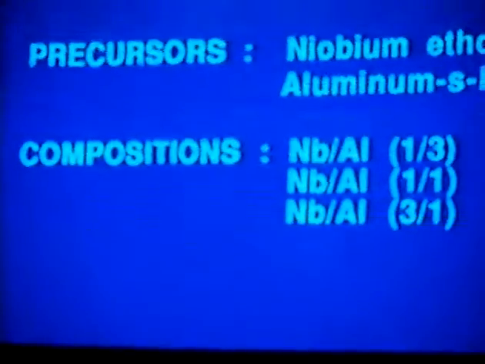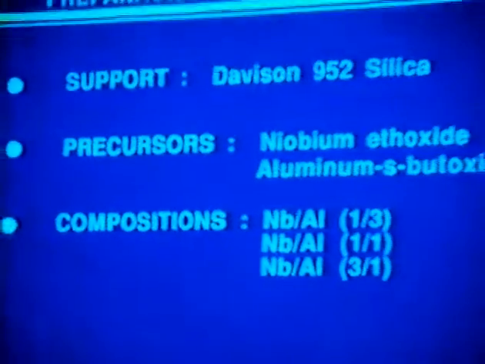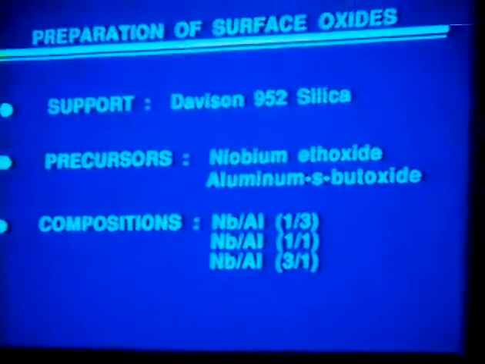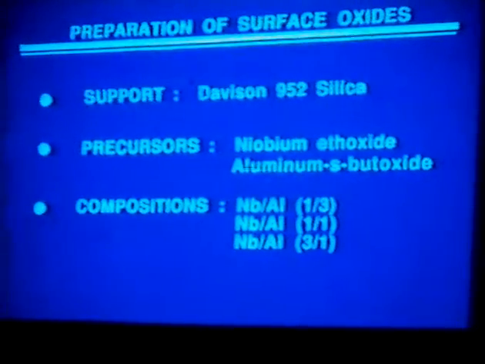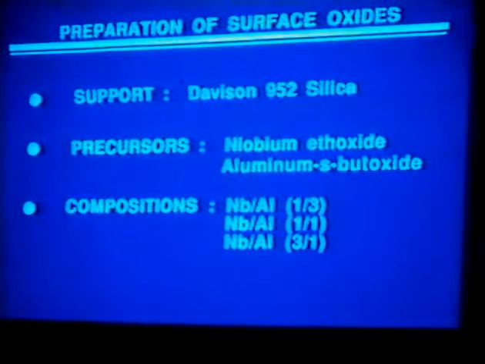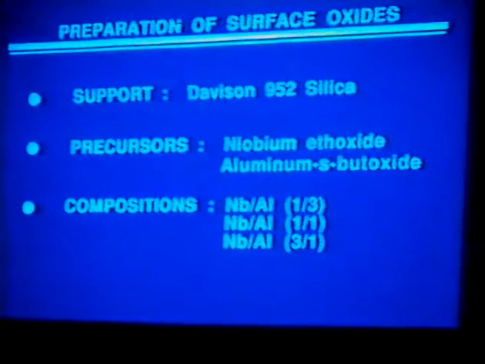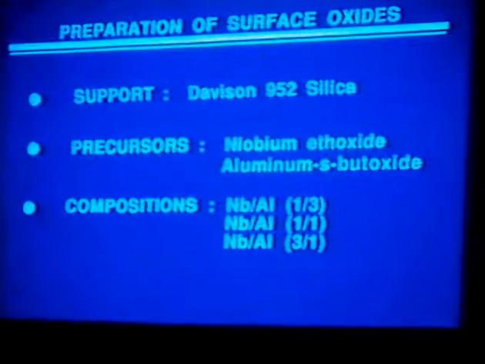The recipe we use is the following. The support is a Davison 952 silica. The precursors are 2 alkoxides, in this case niobium methoxide and aluminum s-butoxide. Our experience with alkoxide impregnation, and in this case cold impregnation, is that the anchoring of the precursor to the support is facilitated by the interaction between the alkoxide and the surface hydroxyl group. So yes, the bonding is quite strong. In fact, so strong that it stabilizes the oxides from crystallization under heat treatment.